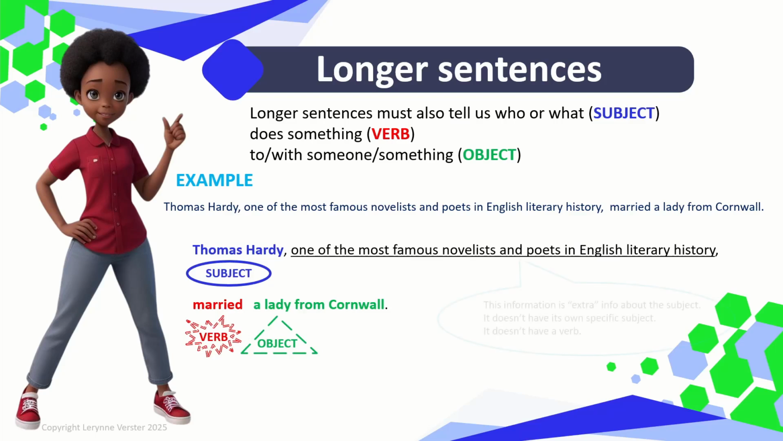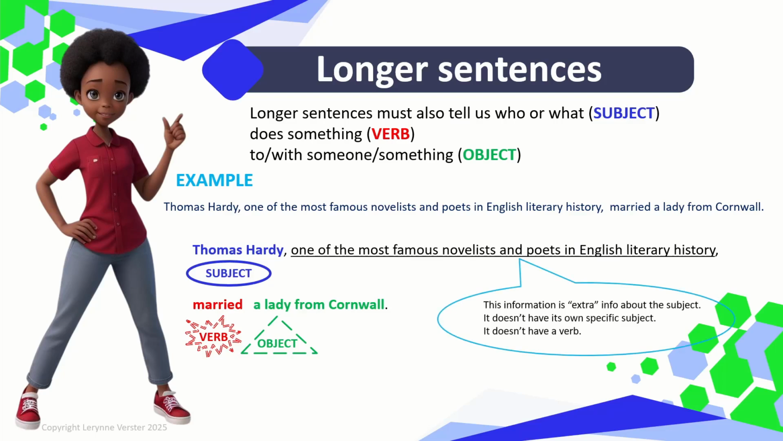But what about this underlined bit? This information is extra info about the subject. It doesn't have its own specific subject. It doesn't have a verb. By itself, it isn't a complete sentence.